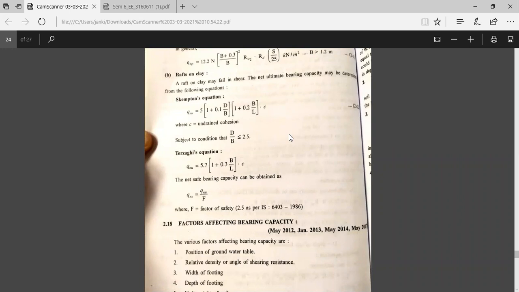For Skempton's formula, Qnu is equal to 5 (1 + 0.1 D/B)(1 + 0.2 B/L) multiplied by C, where C is the undrained cohesion. From Terzaghi's equation, Qnu is equal to 5.7 (1 + 0.3 B/L) multiplied by C. So the net safe bearing capacity can be obtained as Qns is equal to Qnu divided by F, where F is the factor of safety.